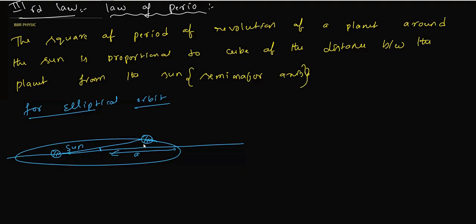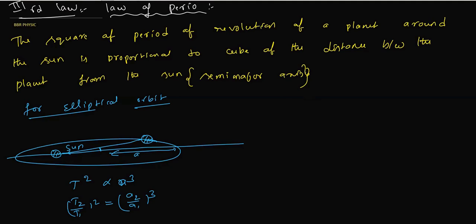So T square is directly proportional to a cube. Therefore, (T2 by T1) whole square can be written as (a2 by a1) whole cube. This is for an elliptical orbit. Which distance do we need to take? The semi-major axis we need to take here.